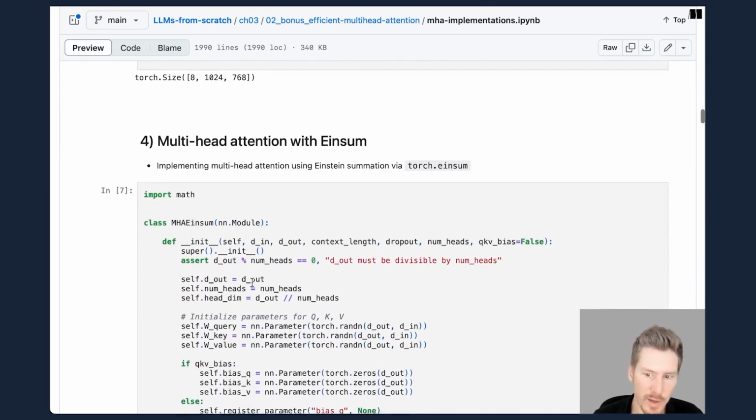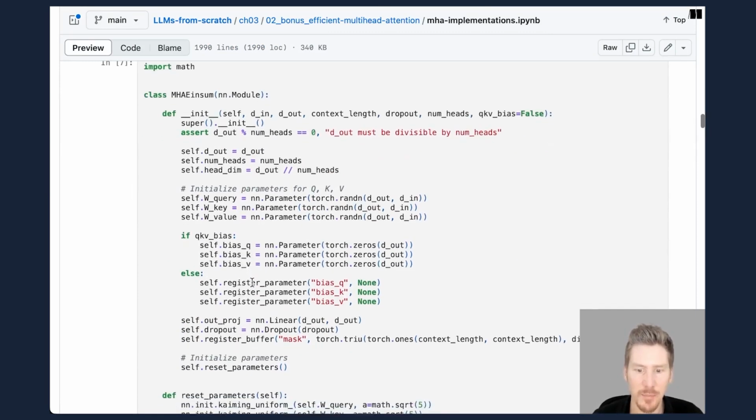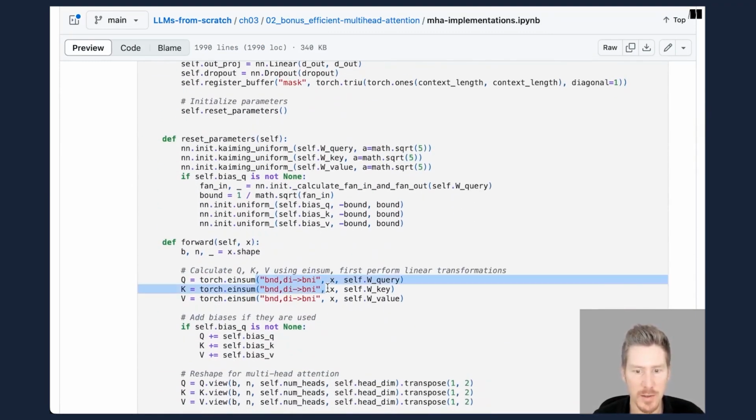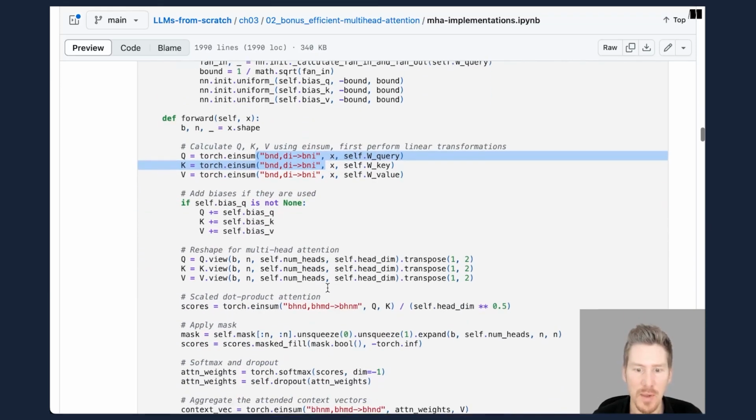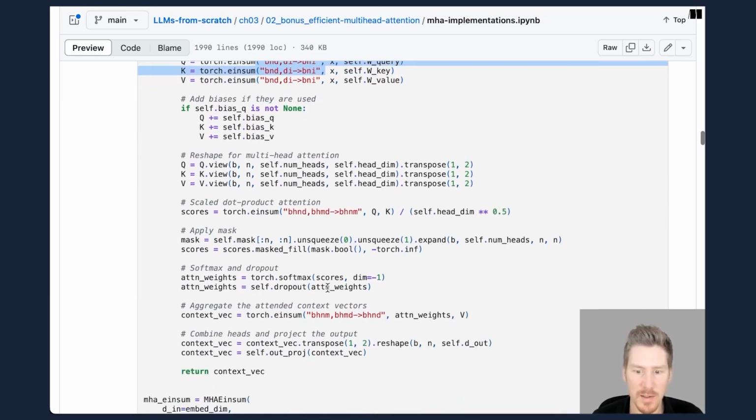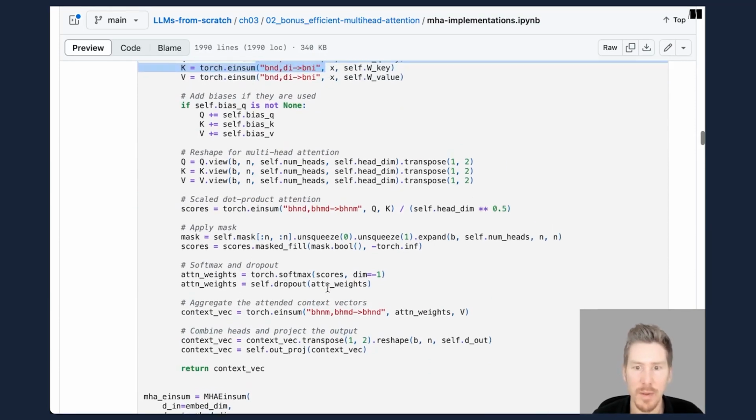Then I have, just for fun, because I like Einstein summation, an implementation using Einstein summation. It's just a different notation here. So maybe don't worry about it too hard. It's just a little thing I had fun with.